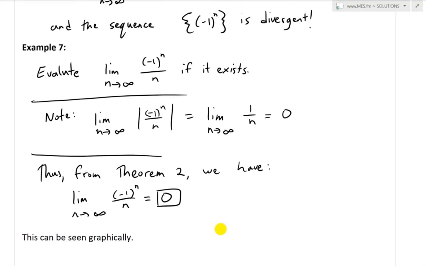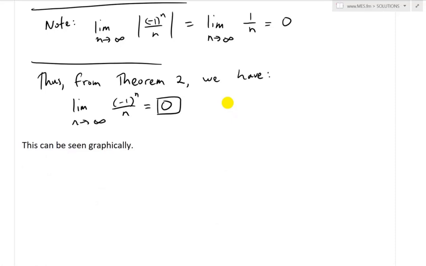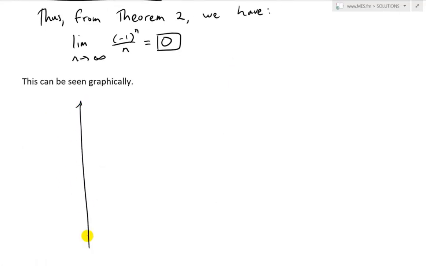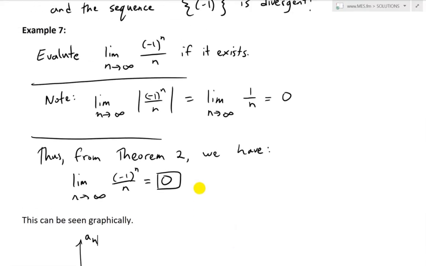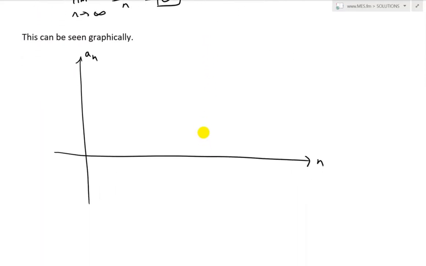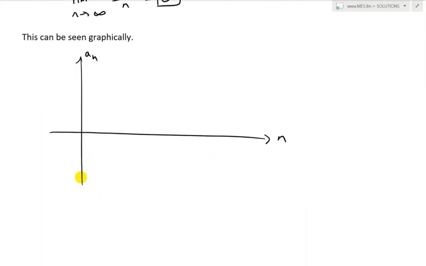And now this sequence can also be seen graphically. Let's put a graph like this. If this is n, this is a_n, we know that if we plug in 1 inside here, we're going to have a negative 1, and then divided by 1. That's going to be negative 1. So we're going to start off at the bottom over here. So this is negative 1. This is where we start. At 1, we're going to have it over here, so that is negative 1 there.